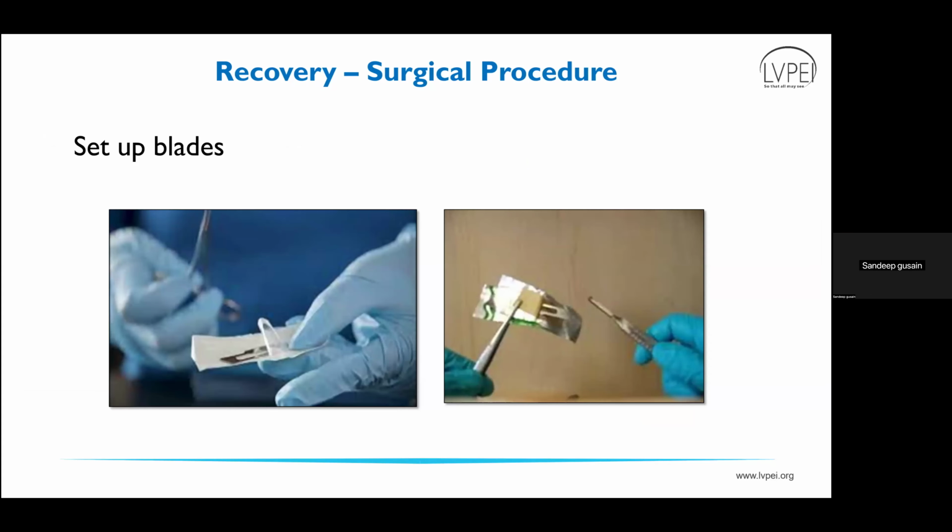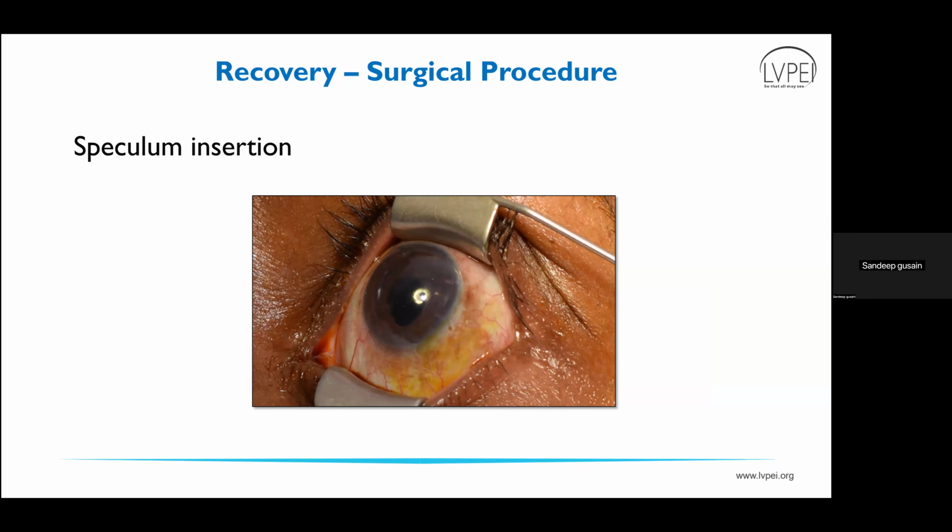Then after that, we have to set up the blades. We have to use two different blades, one is the number 11 blade and one is the number 15 blade. The number 11 blade we use to make an incision on the sclera, and the number 15 blade we use for scraping the sclera. We have to insert the speculum using forceps. First, take a forceps from the tray and then roll back the lid.